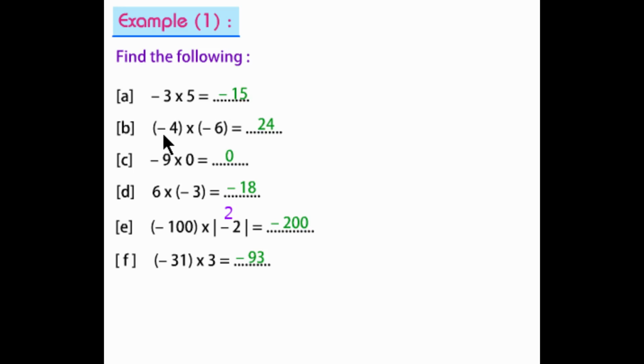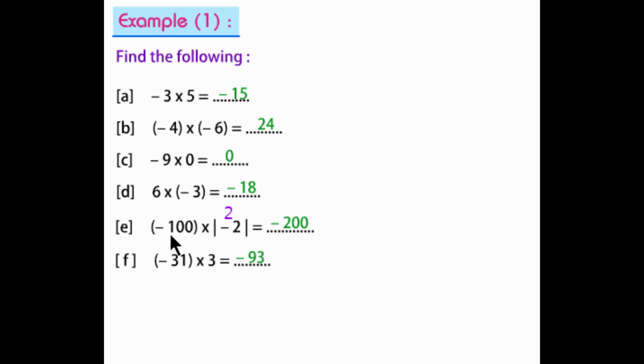B. Negative 4 times negative 6. At first, multiply the signs. Negative times negative equals positive. 4 times 6 equals 24. C. Negative 9 times 0 equals 0. Any number times 0 equals 0. D. 6 times negative 3. Positive times negative equals negative. 6 times 3 equals 18.